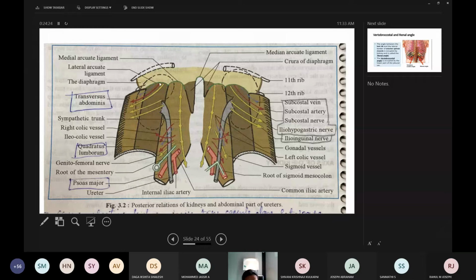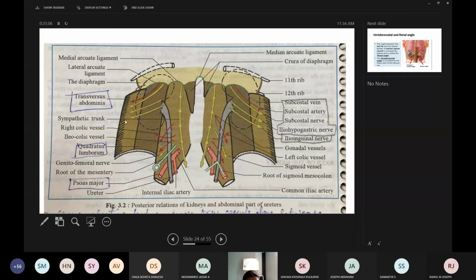Costovertebral recess also. Then below that, we have three muscles from medial to lateral. These are psoas major, quadratus lumborum, and the outer one is transversus abdominis. Psoas major is covered by psoas fascia. Quadratus lumborum muscle is covered by the anterior layer of thoracolumbar fascia.